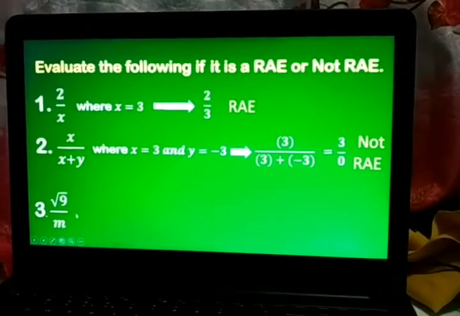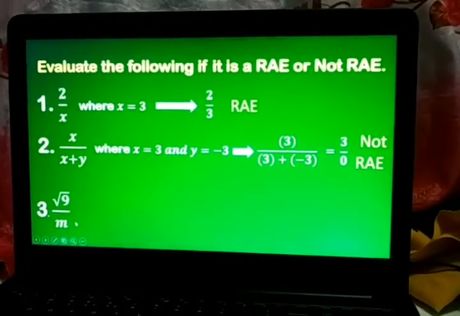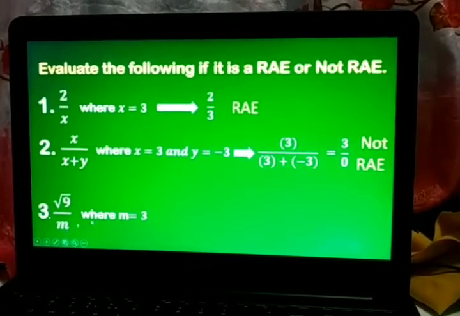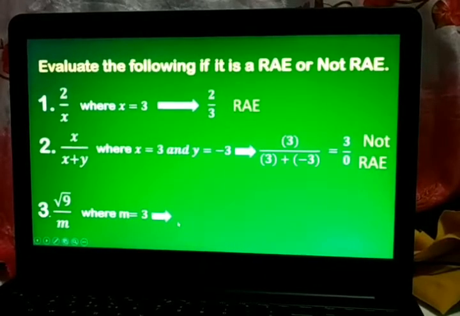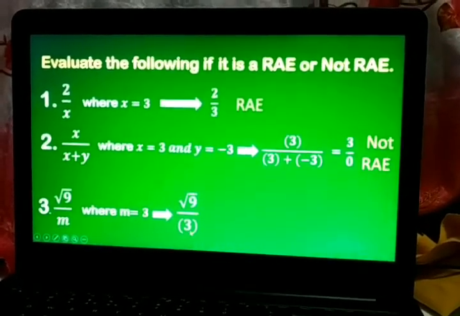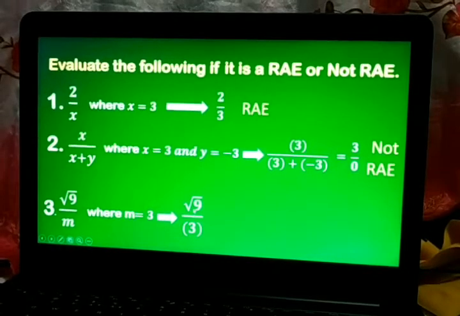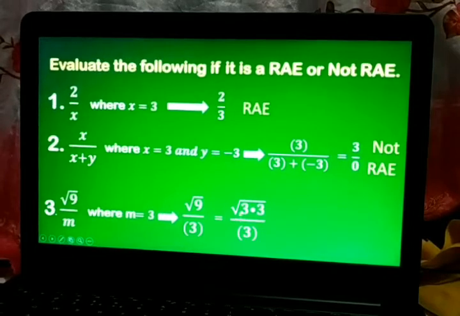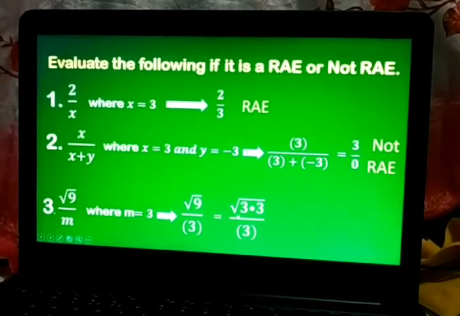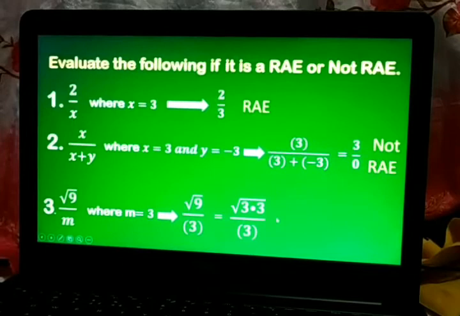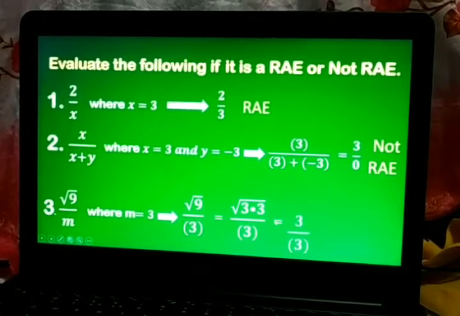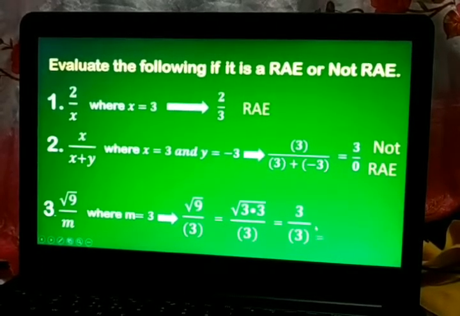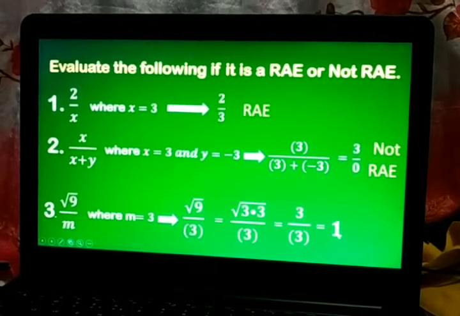Next, square root of 9 over m, where m is equal to 3. Change your variable m to 3. This will become square root of 9 over 3. Let's process them. Factor square root of 9. The factors of square root of 9 is 3 times 3. And then the square root of 9 is one of its factors. That will become 3 divided by 3. 3 divided by 3 is 1.